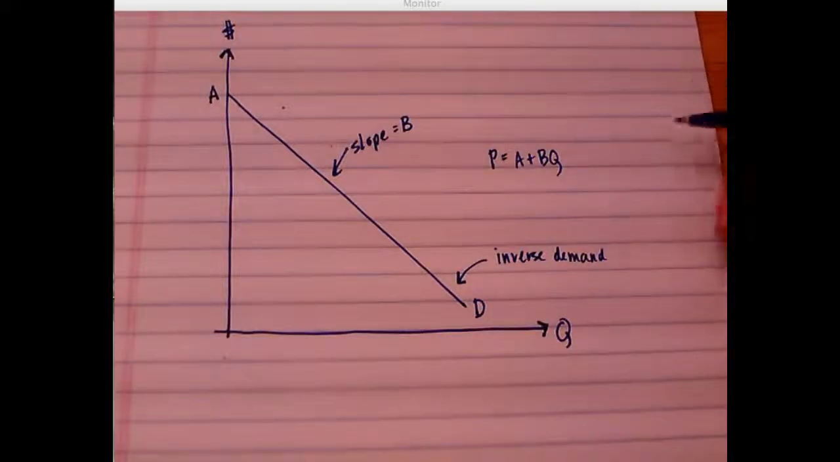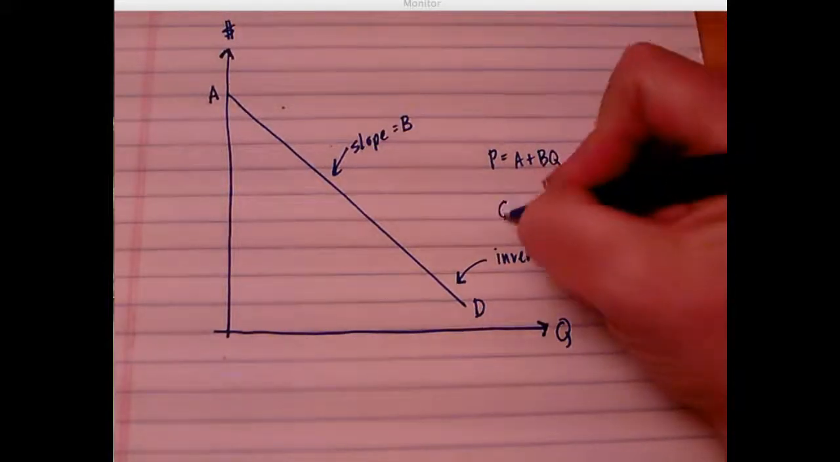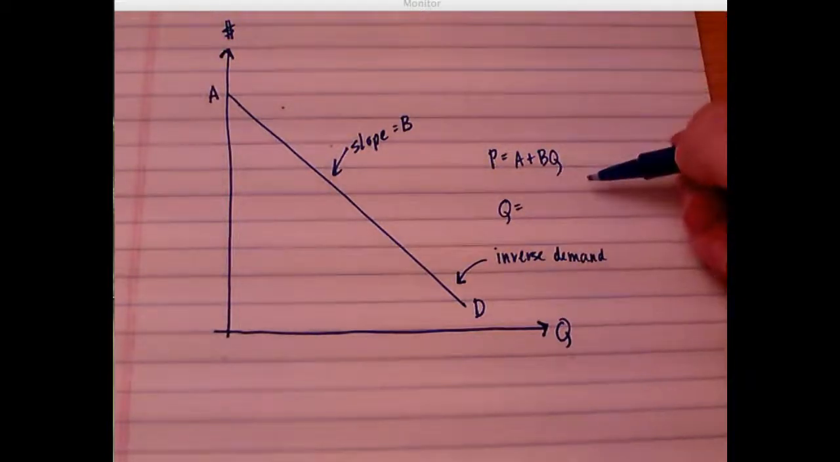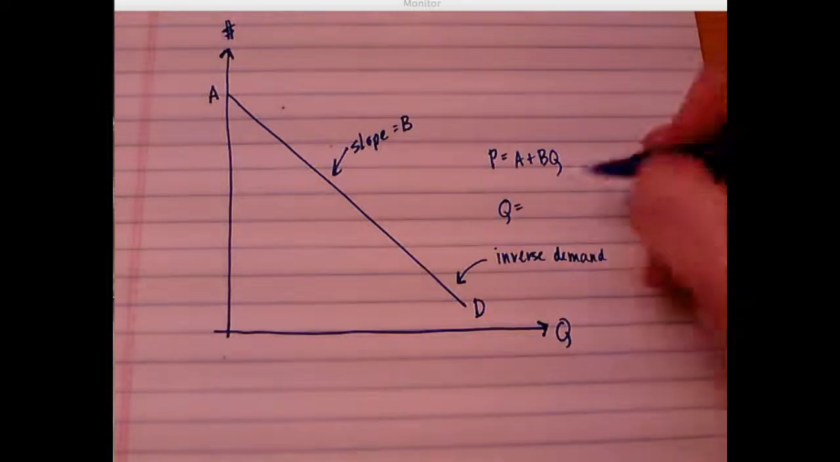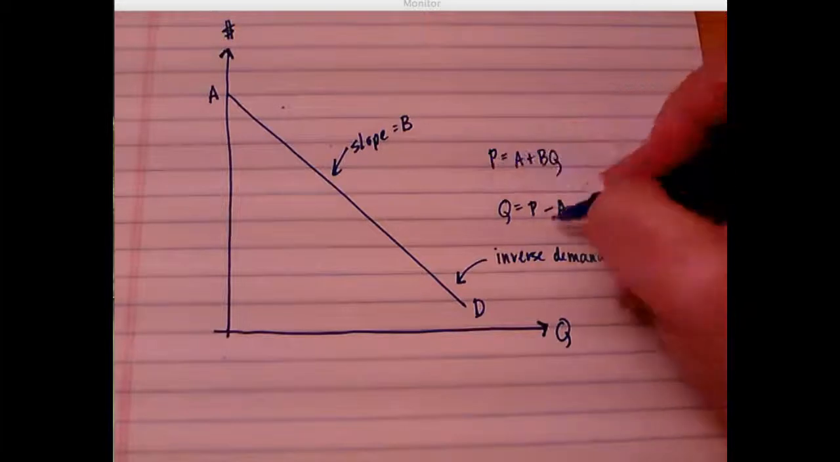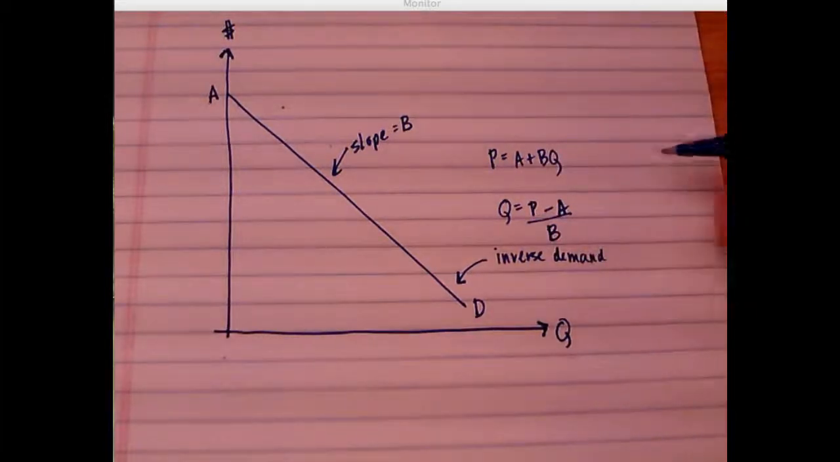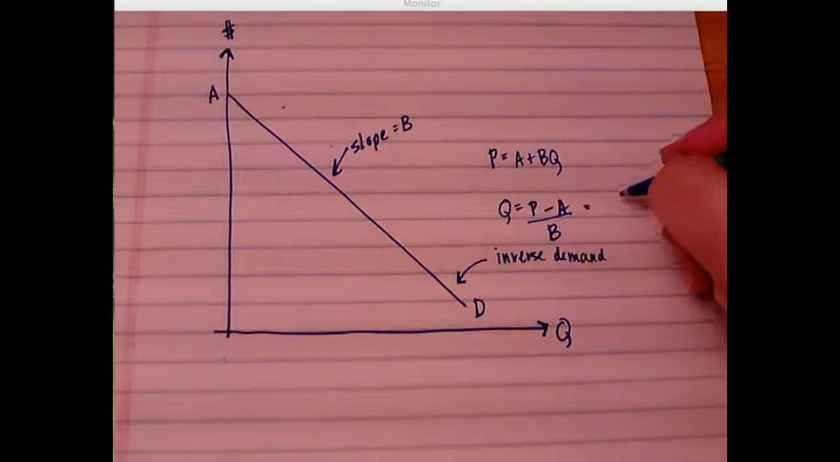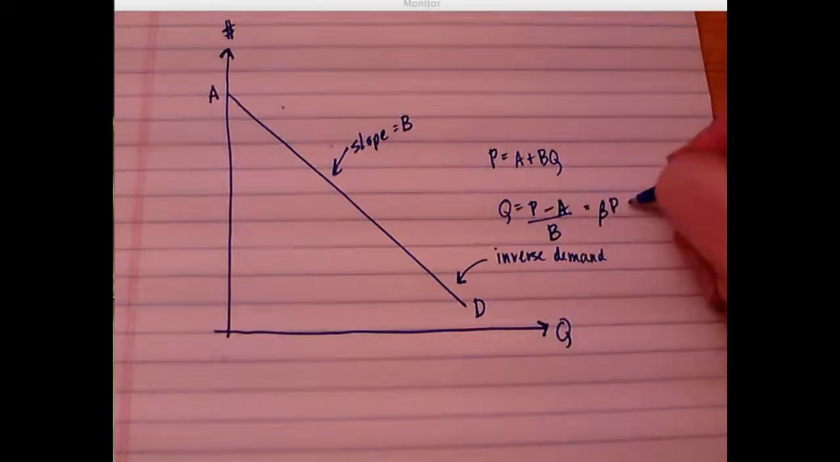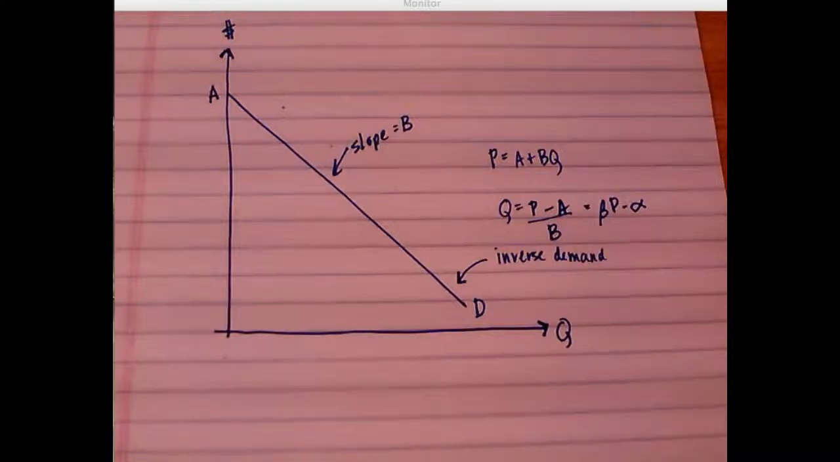The demand curve itself would be a curve where quantity is a function of price. And so if we wanted to have quantity all by itself, we would get that by taking the A over to this side, and then of course dividing everything by B, or we could rearrange this and put this in some different terms. We could use something like a beta instead of a B times price minus alpha, right? So that's the way we would show you a demand curve.